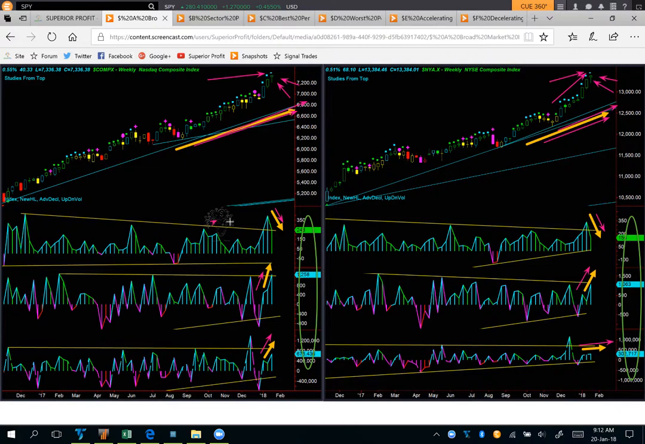The internals are not weak anymore. They are neutral relative to long-term values. And for this specific week, internals are strong. Market breadth shows a strong market, bullish market. And we'll see the same is true from the ETF charts as well.